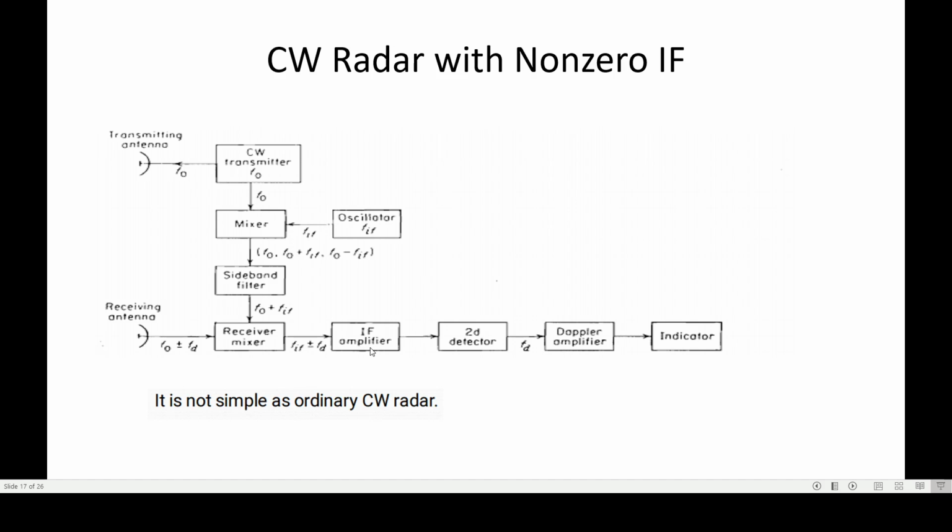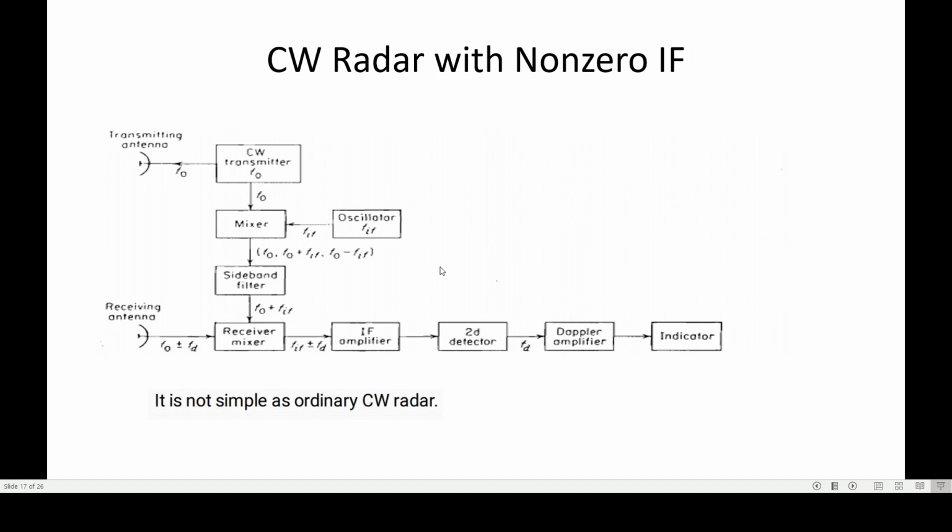Then we are using an IF amplifier to amplify the intermediate signal or the difference in signal. And further we are using a detector, Doppler amplifier and indicator. So the entire process will result in getting the information regarding the target.